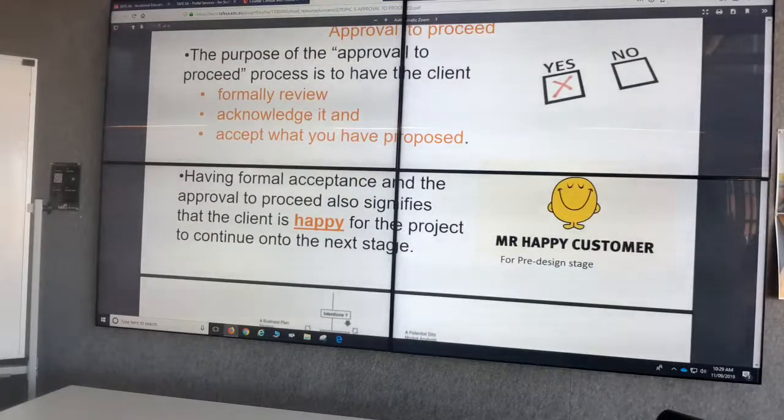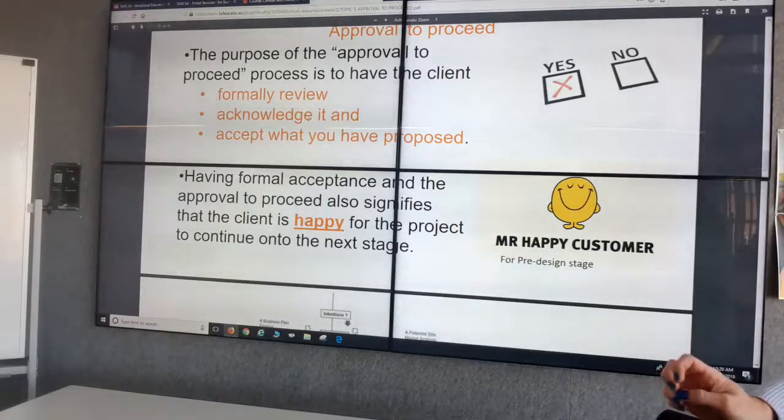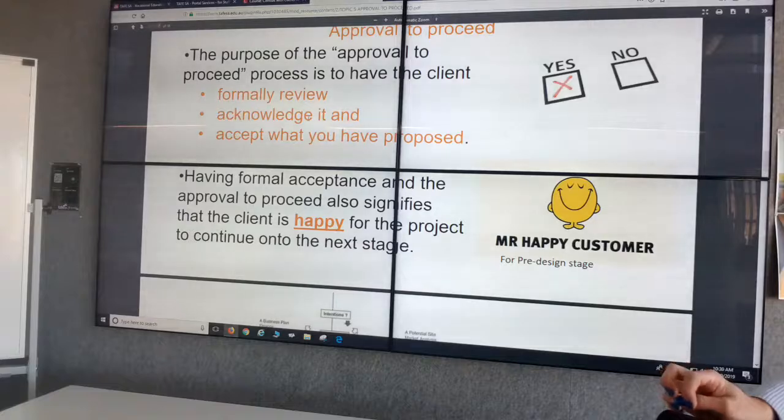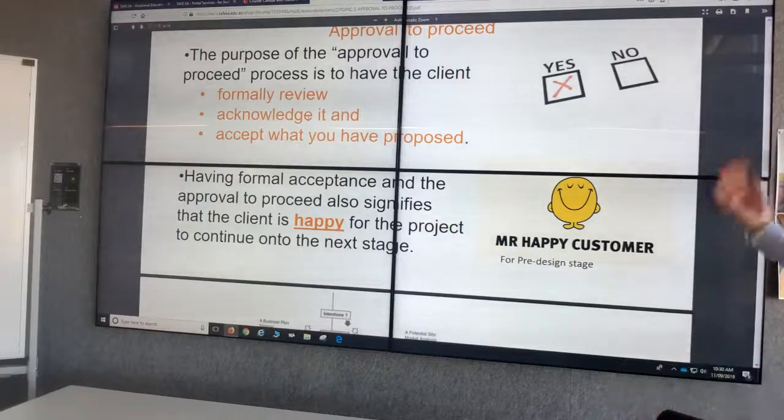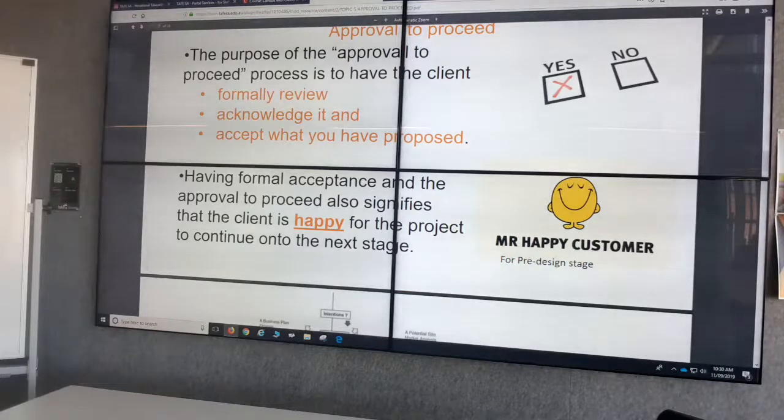That's why I say no one likes reading a large documentation, all right? So you really got to make sure that you grab their attention and that it sounds appealing, all right? That's why often there is a cover letter with one of these documents to kind of show your enthusiasm with the project. Having formal acceptance and approval to proceed also signifies that the client is happy for the project to continue on to the next stage. So that's why I've got Mr. Happy here. All right?